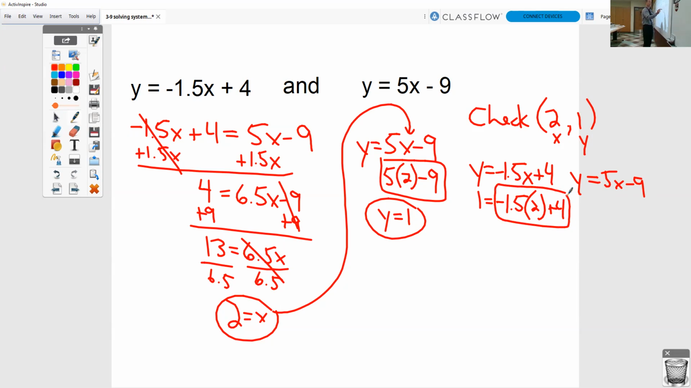I could type this right into the calculator. Negative 1.5 times 2 is negative 3 plus 4 is positive 1. So that checks. Instead of y equals, I have 1 equals. Instead of 5 times x, I have 5 times 2 minus 9. Type that right into the calculator, you get 1, so 1 equals 1, it checks.